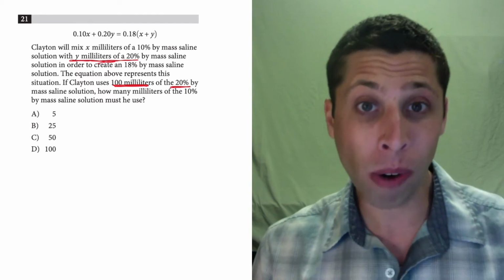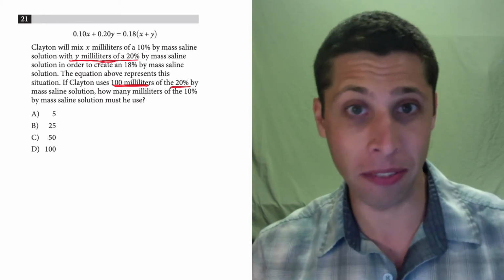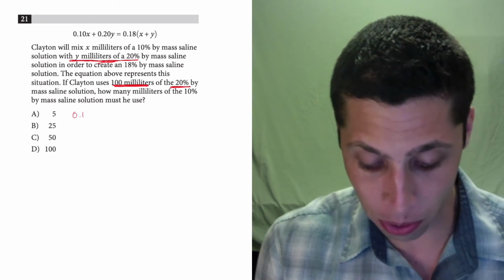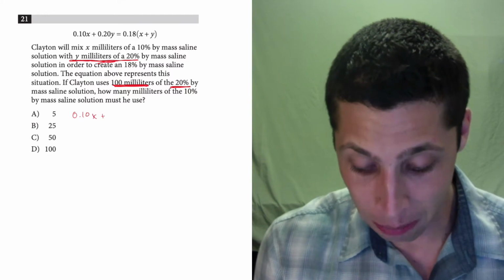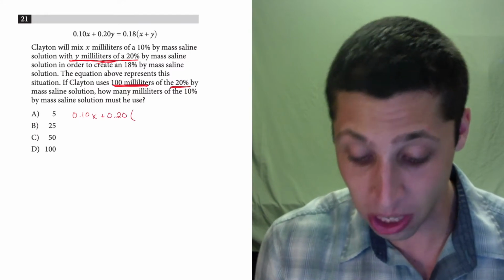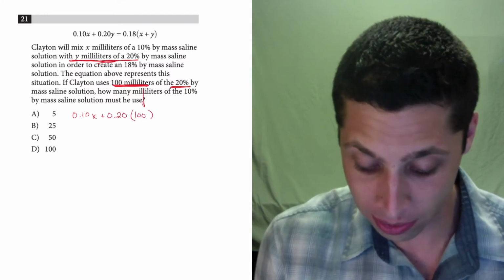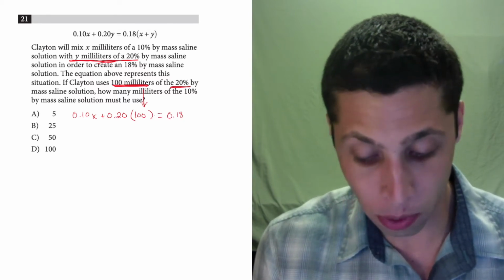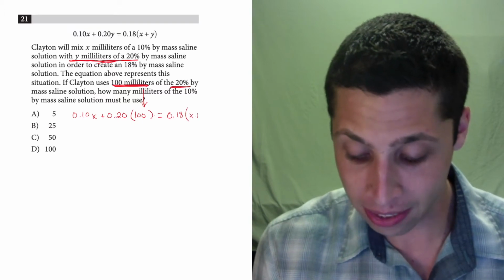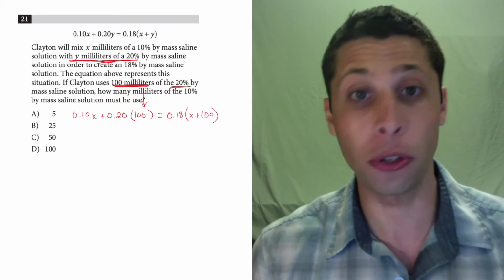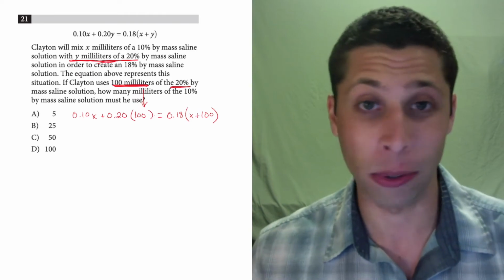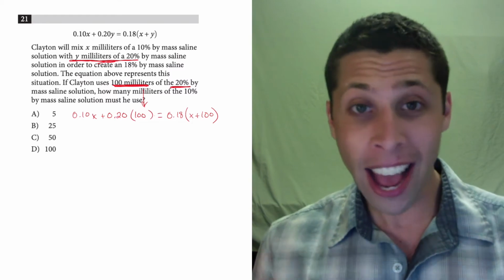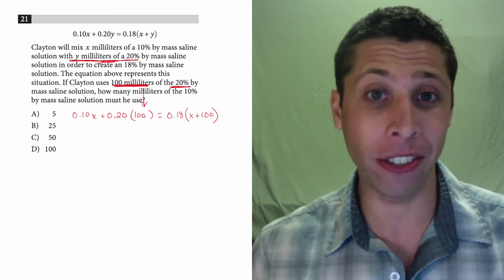So let's rewrite what we're given with this new piece of information in the equation. Most of it doesn't change. So it's going to be 0.10x plus 0.20 times 100, that's this 100 right here, equals 0.18 times x plus 100. Notice there's two y's that we're plugging into. That's okay. It doesn't matter that the equation is weird. We just do as we're told. And now this is hopefully going to look a lot like just normal algebra to you.